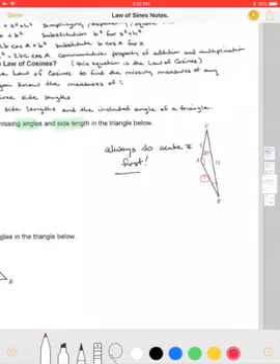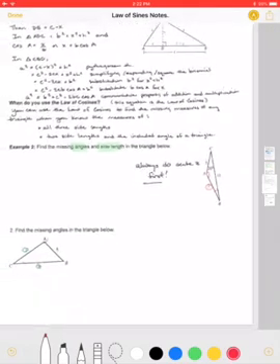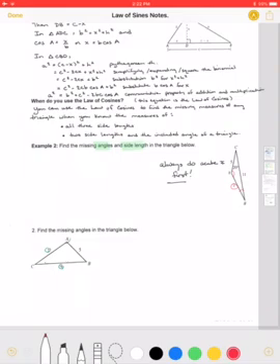Well, let's think. Is there a form of law of cosines that solves for our missing side length of C? There sure is. We can recall that C squared equals A squared plus B squared minus 2AB cosine of angle C. So that's something we could use. So let's take that further.